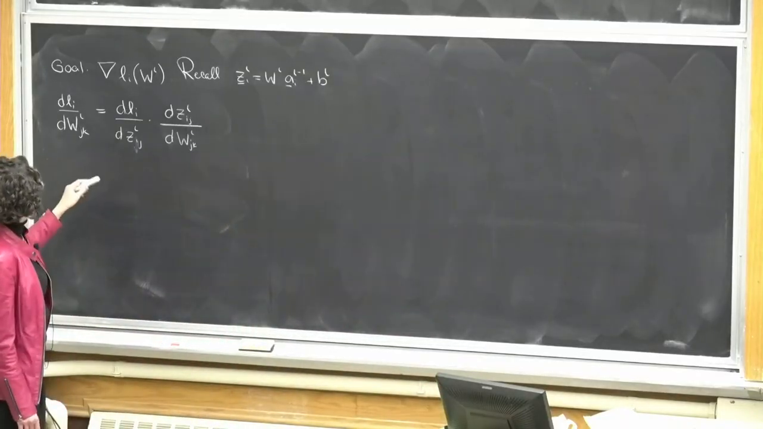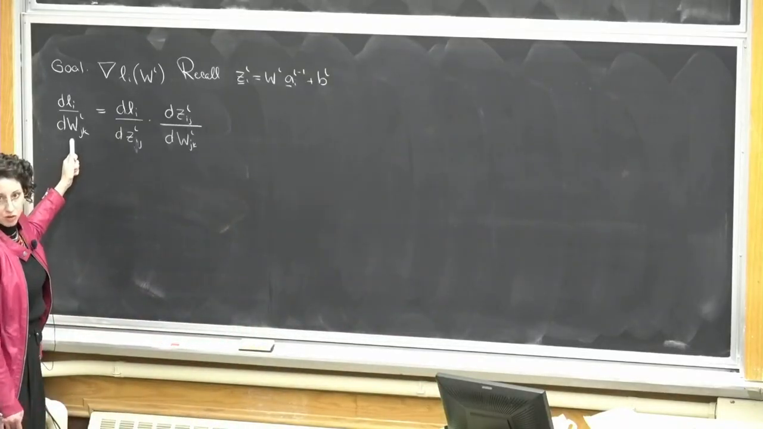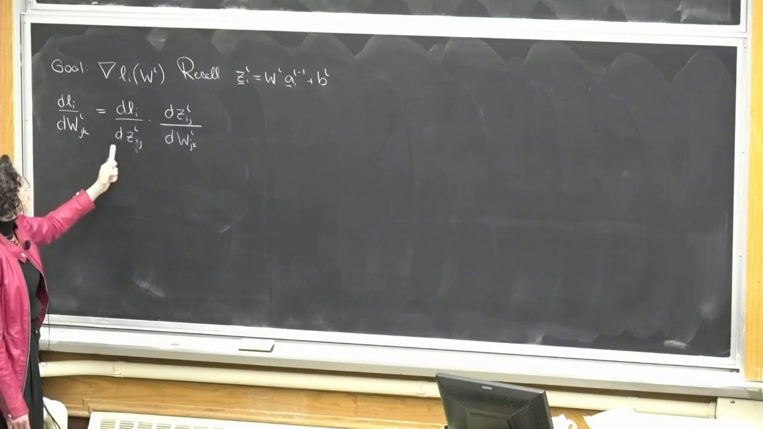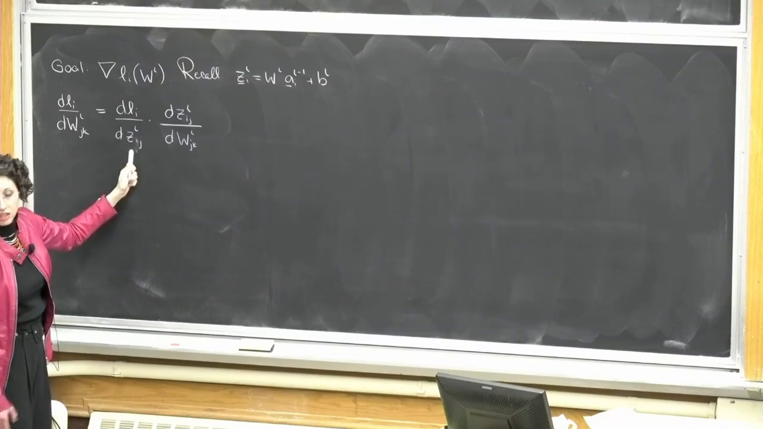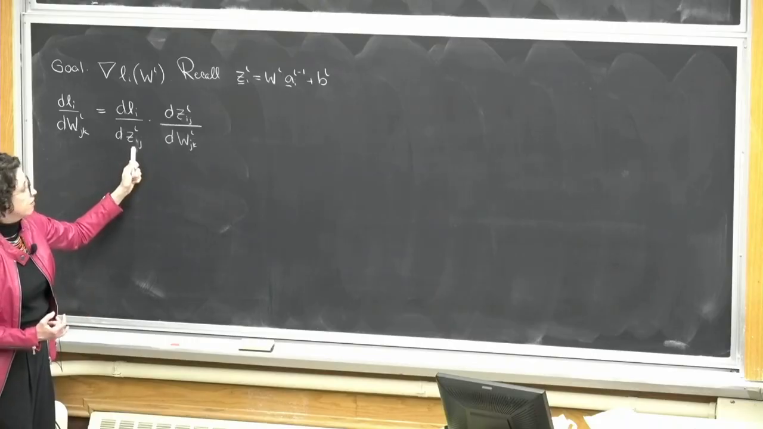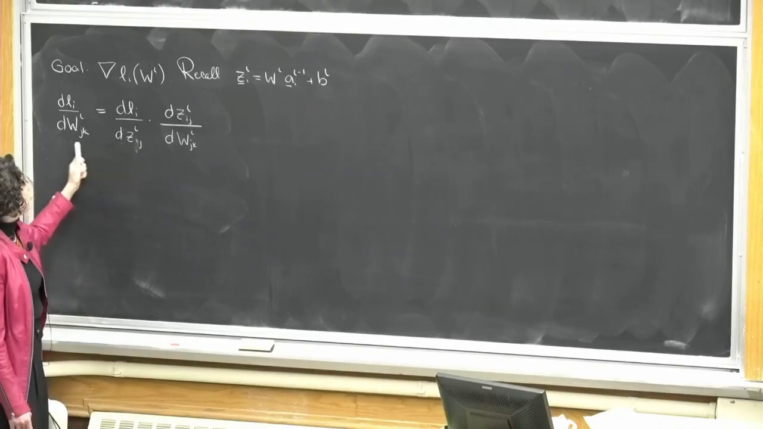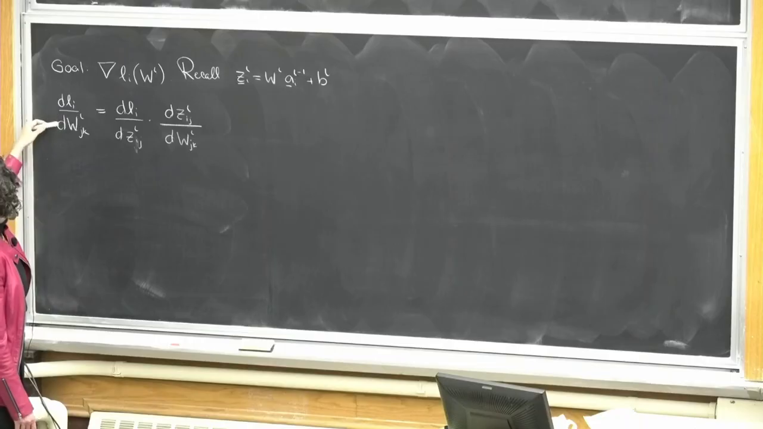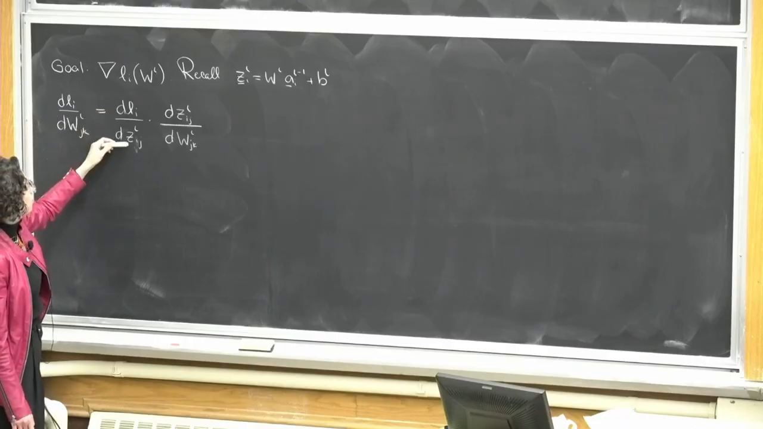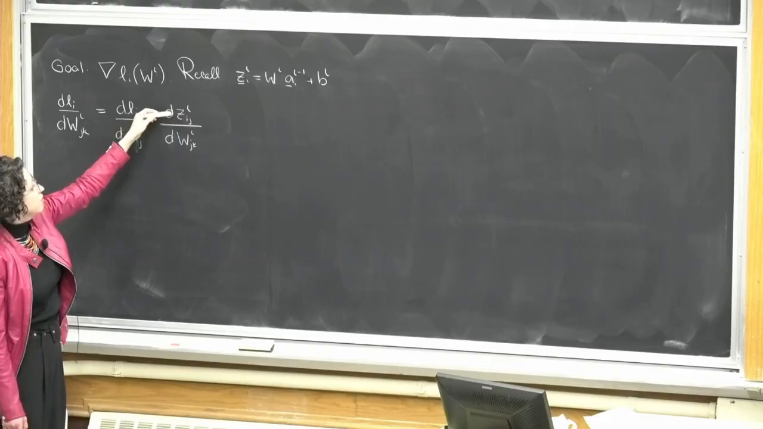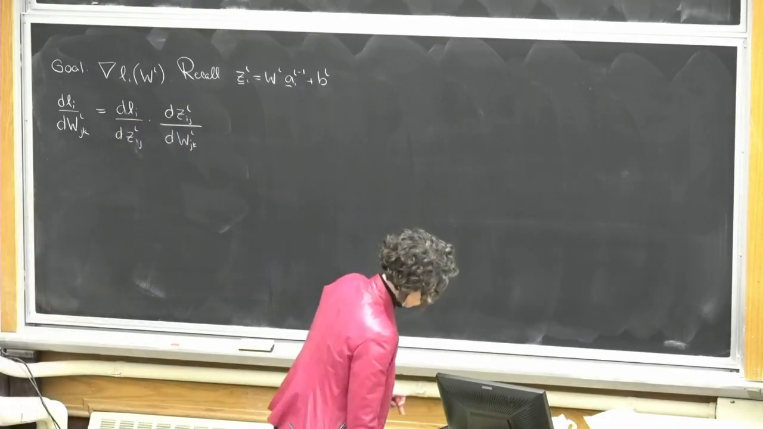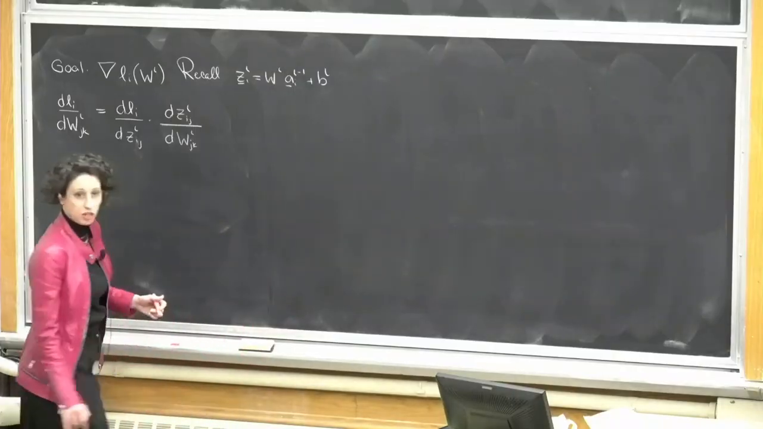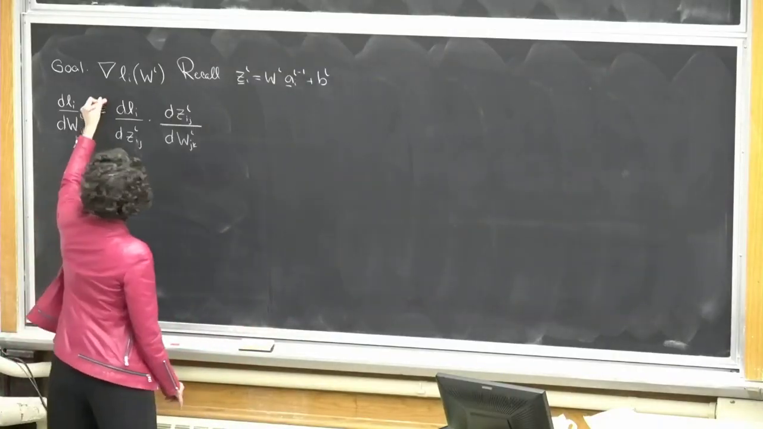So as I vary this weight matrix W^L, it's causing variation in the Z^L_i's, the inputs into the next layer of the network. And so we are breaking down the derivative of the loss with respect to this weight into the derivative of the loss with respect to those inputs, and then the derivative of those inputs with respect to the weight matrix. So we're going to look at these factors one at a time.